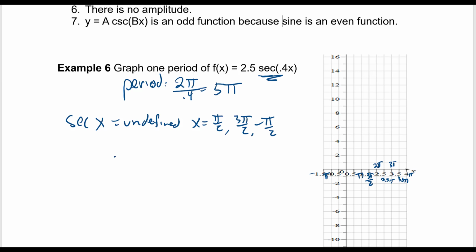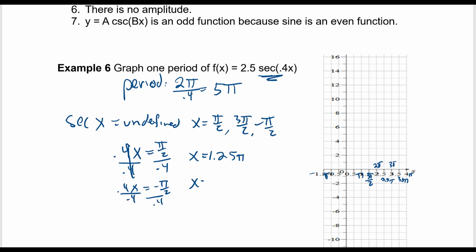So now we're looking at 0.4x equals pi over 2. If I divide by 0.4, x would be what? That would be 1.25 pi. And same thing if I said 0.4x equals negative pi over 2, divided by 0.4, x equals negative 1.25 pi.